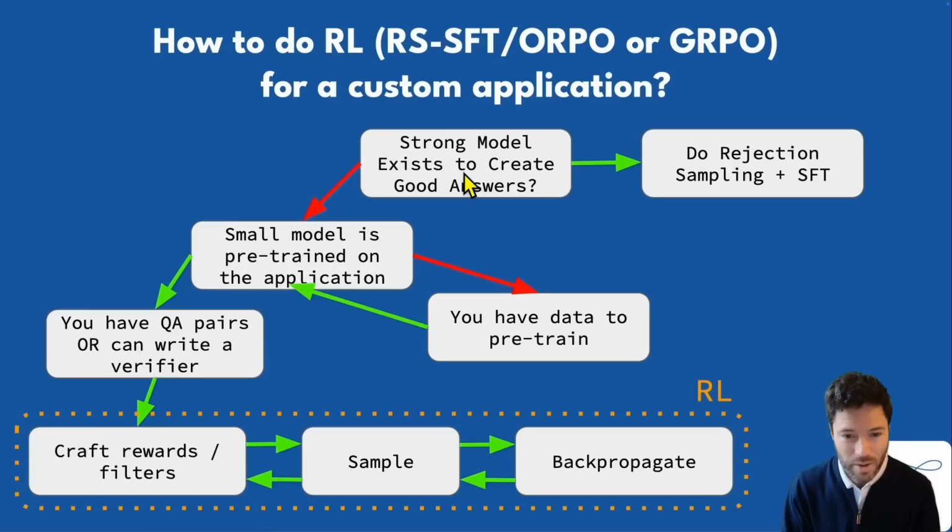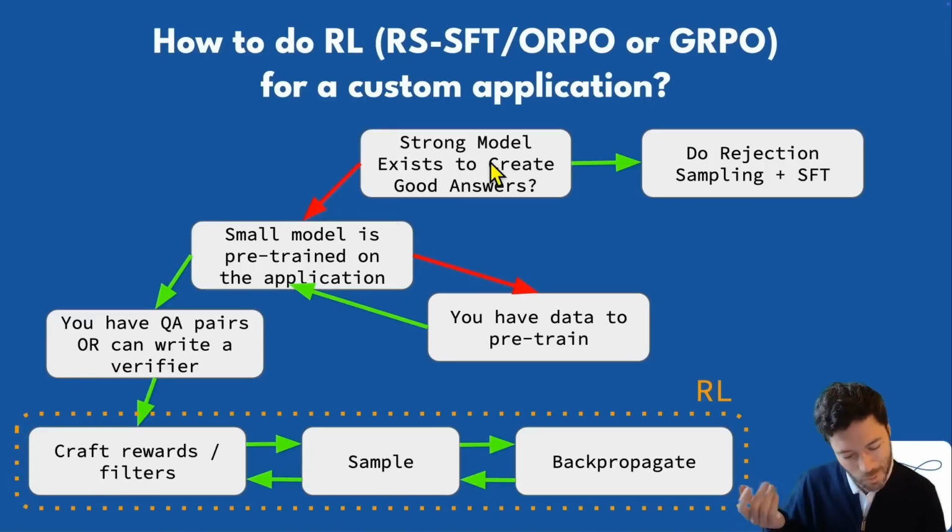The first question you ask is, when I want to fine-tune a model for this, is there a stronger model like R1 available that can create good answers? Because if there is, I would argue you should use that strong reasoning model to create long chain of thought answers and do rejection sampling on those answers and do supervised fine-tuning.